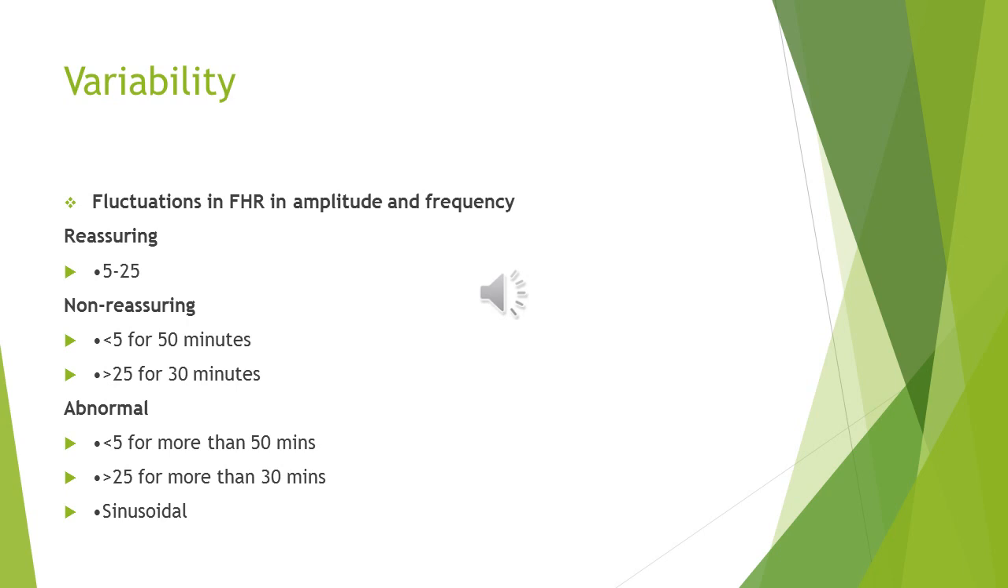It's not reassuring if less than 5 beats per minute for 50 minutes, or more than 25 beats per minute for 30 minutes. It's abnormal if less than 5 beats per minute for more than 50 minutes, or more than 25 beats per minute for more than 30 minutes, or sinusoidal. And why does the 50 minutes interval come? Because babies are allowed to sleep. There's something called the fetal sleep cycle.